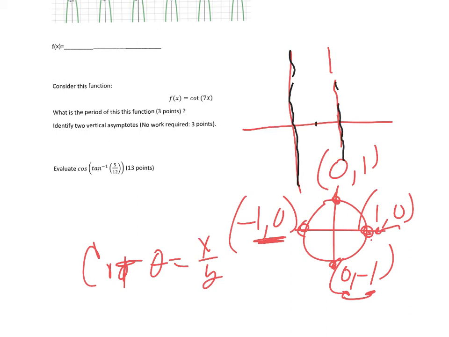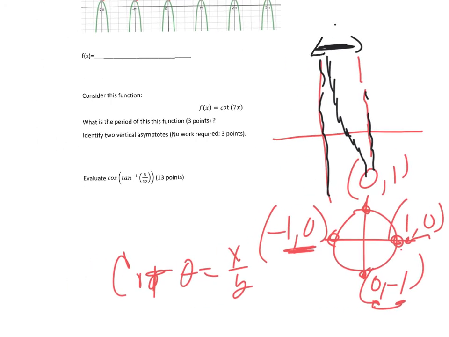And I know the cotangent graph looks something like this. Normally, if it's not compressed, I know this is pi wide. So just like when we do a sinusoidal, we do 2 pi over the b number, in this case we're going to do pi over the b number. So pi over 7 is the period. That's how wide it is.